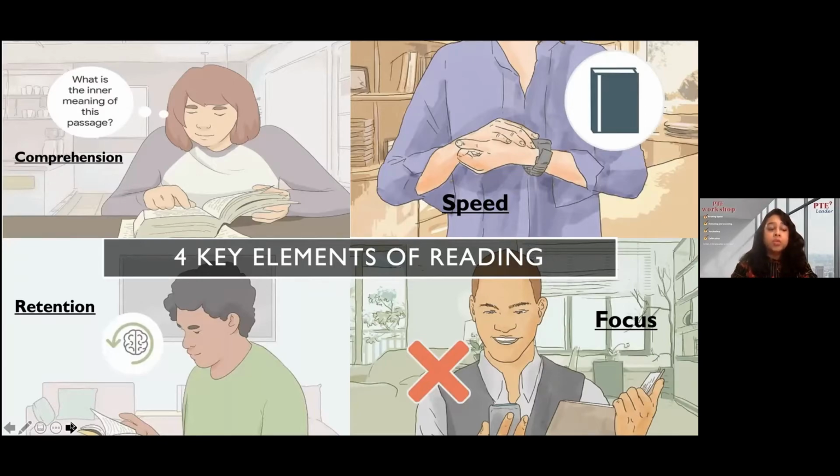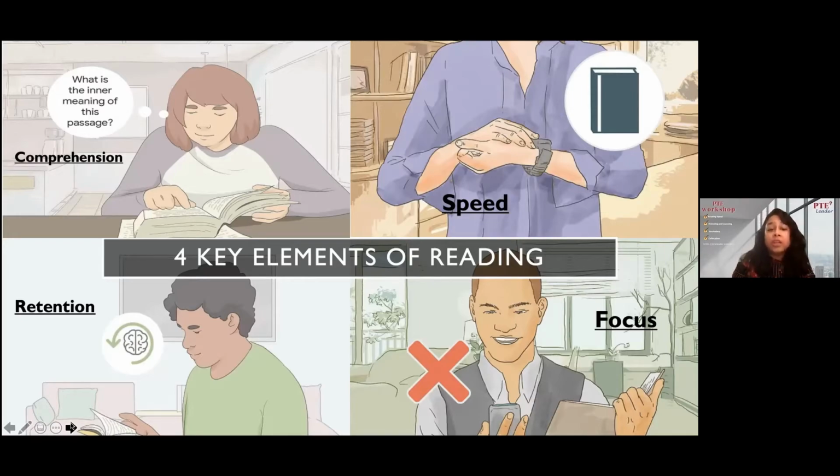So to be able to answer any question, for example, multiple choice or fill in the blanks or maybe reorder, every single time, anything you read, you have to be able to retain that information in your brain. You have to remember it. You have to improve your short-term memory. Otherwise, every single time you finish reading, you will forget, and again, you have to start from the beginning.